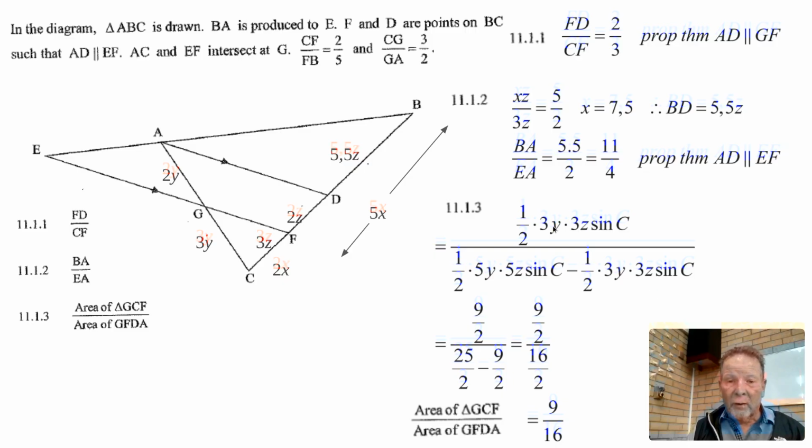Now the nice thing is, you see this y and z and sine C, they can all factor out, and you just work with the numbers. 9 over 2, 25 over 2 minus 9 over 2. It's 9 over 2 over 16 over 2. You tip it over and multiply, and you get the ratio, which is 9 over 16. I guess that was pretty tricky. It was pretty tricky, but that's how you do it.